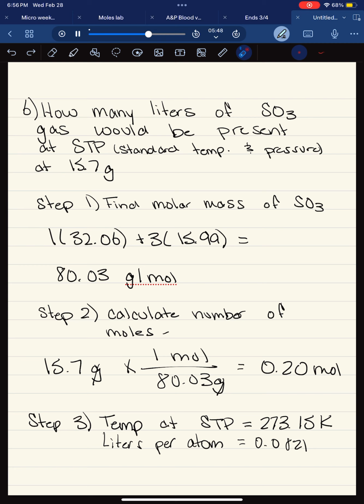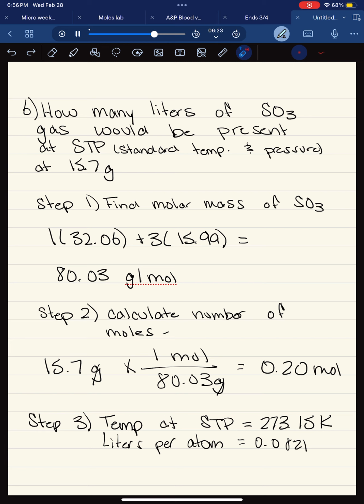How many liters of sulfur trioxide gas would be present at standard temp and pressure at 15.7 grams? First, we're going to find the molar mass here, which we just explained how to do on the last slide, and we come out at 80.03 grams per mole. Step 3, calculate the number of moles. So we are going to take 15.7 grams times 1 mole over 80.03 grams, because we're going to divide here, and we're going to cross out the grams, giving us 0.20 moles.